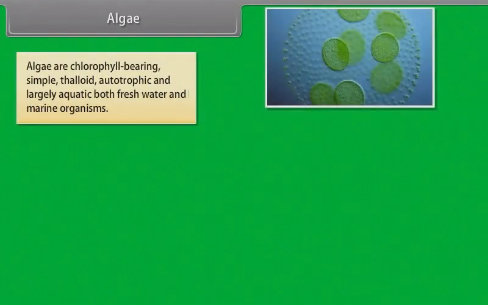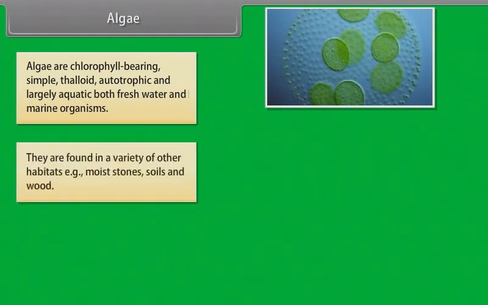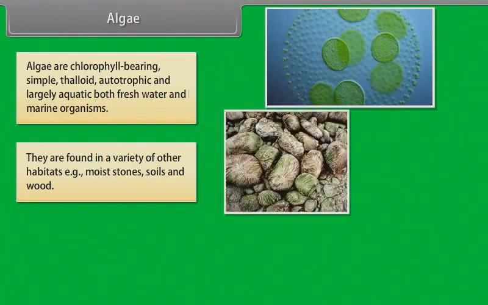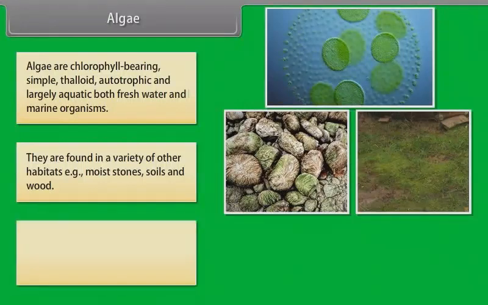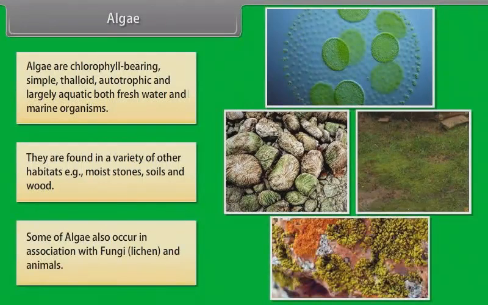Algae are chlorophyll-bearing, simple, thalloid, autotrophic, and largely aquatic, both freshwater and marine organisms. They are found in a variety of other habitats as well, for example, moist stones, soils, and wood. Some algae also occur in association with fungi, lichen, and animals.